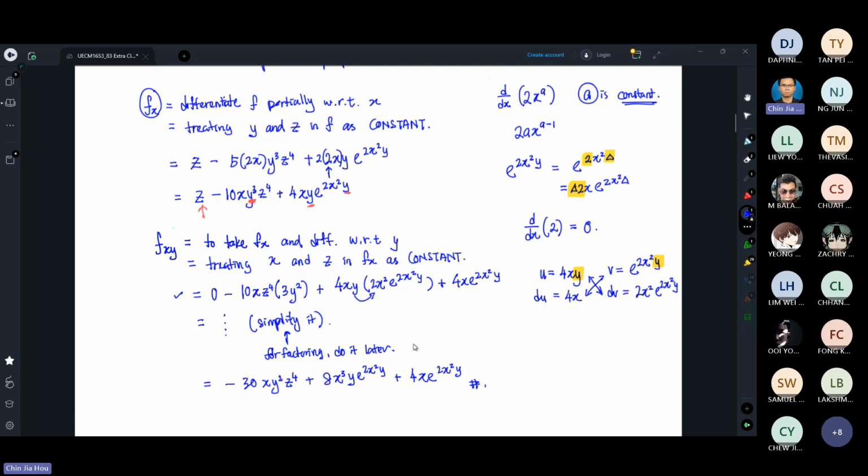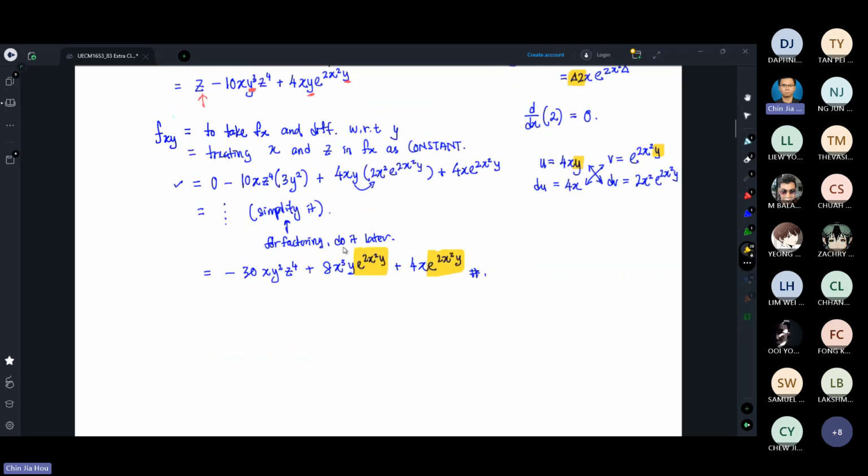Of course, you can further simplify it by factoring the exponential term, but at this point, you should do it later if it is needed. If not needed, if the question doesn't force you to write in a specific form, then I advise you to stop here. It's good enough. So that is a partial derivative. Any question? You can try the others, right, if you have the time.